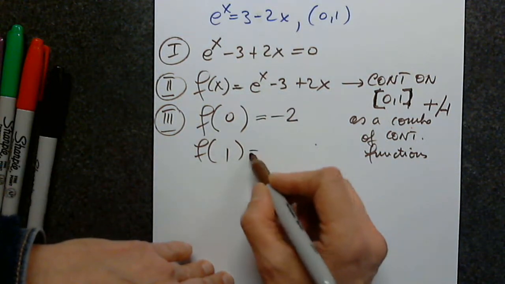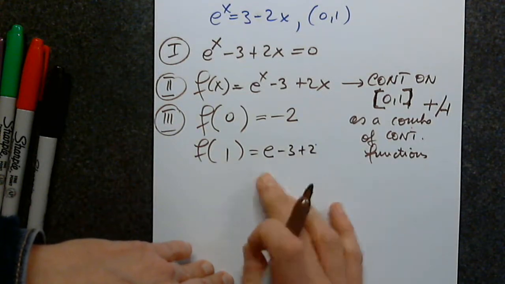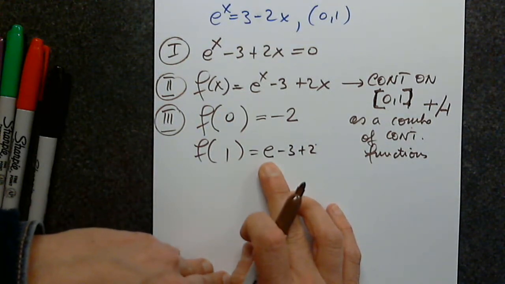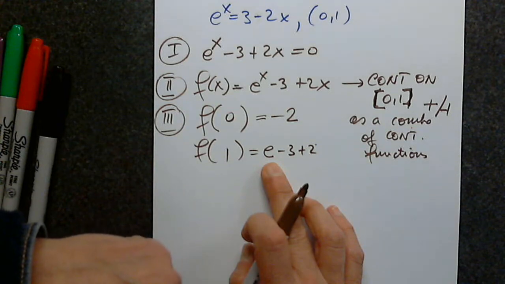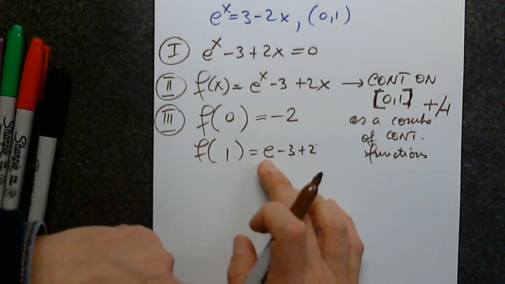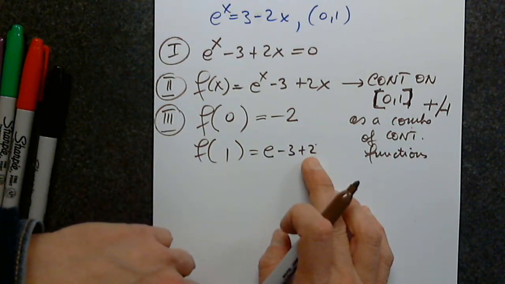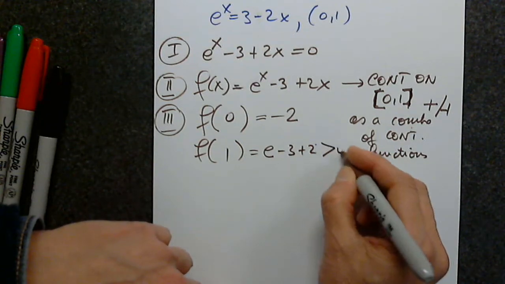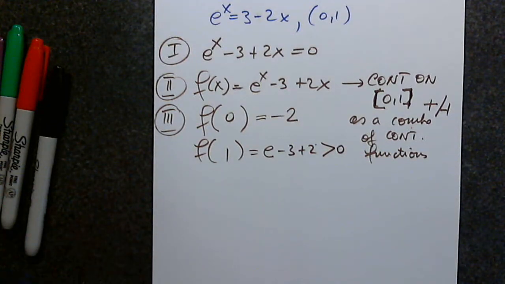So this will be e minus 3 plus 2. E is almost 3, right? So it's 2.7 plus 2 is 4, and 4 minus 3 is a positive number. That's all I care about. So the function is continuous on the interval [0, 1]. The function changes sign on the interval [0, 1].